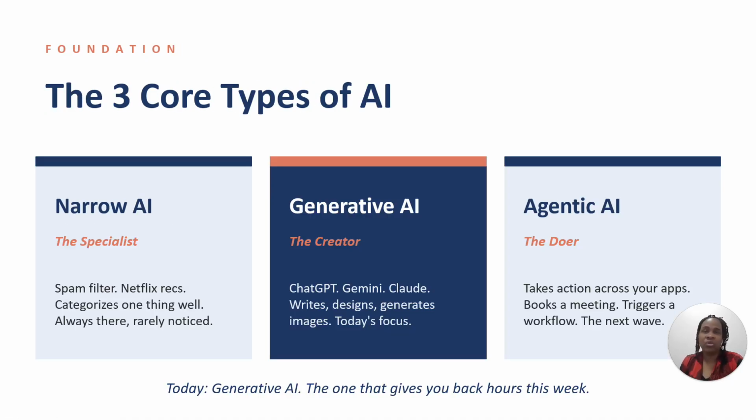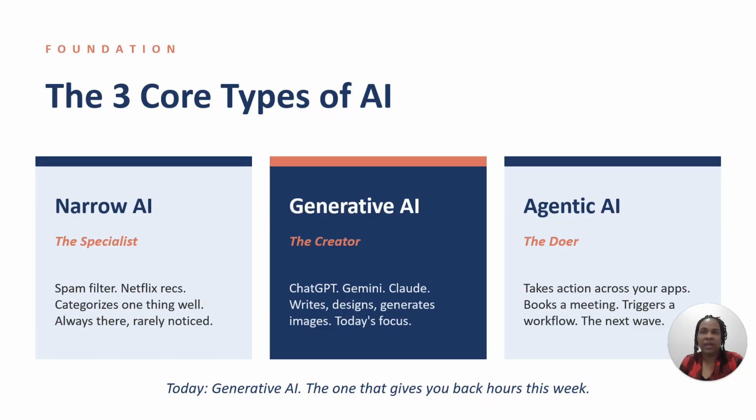Quick foundation. There are three types of AI in conversation right now. Narrow AI, that's a specialist. Think like your spam filter, your Netflix recommendations, stuff like that. It does one job and it does it well. Then there's agentic AI. That's a doer. Tools that take action across your apps, like an agent that books a meeting when a lead comes in.